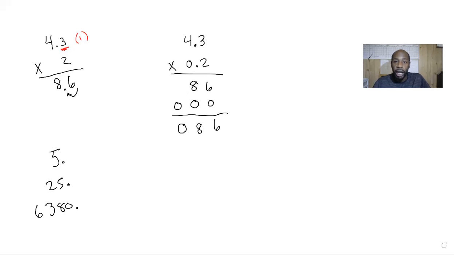Now, how many spots are there after the decimal point? For this number, 4.3, there's 1. For this number, 0.2, there's 1. Now add up how many spaces after the decimal for both numbers together. 1 and 1, so that's 2 total decimal point movements. So let's move this decimal point: 1, 2. Two decimal point movements because there was 1 after this number and then 1 space after this number. So the answer is 0.86, okay?